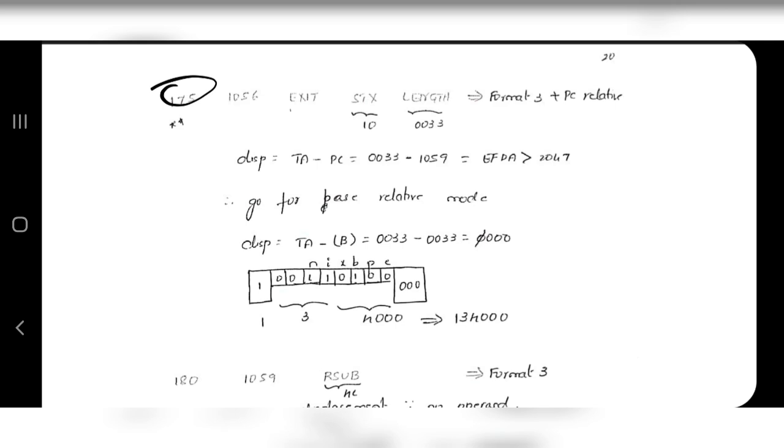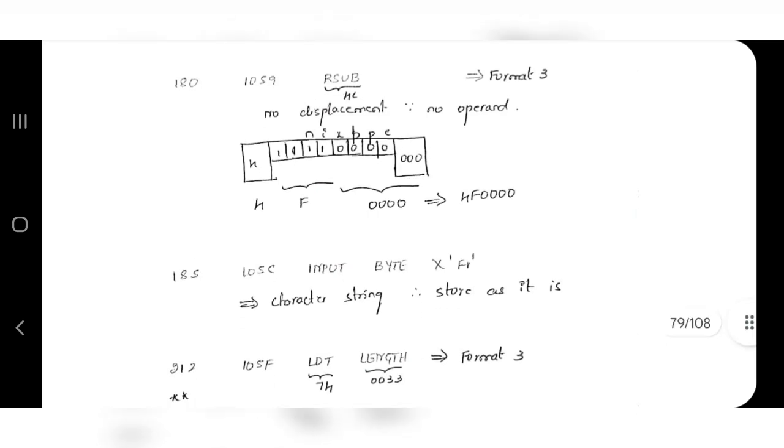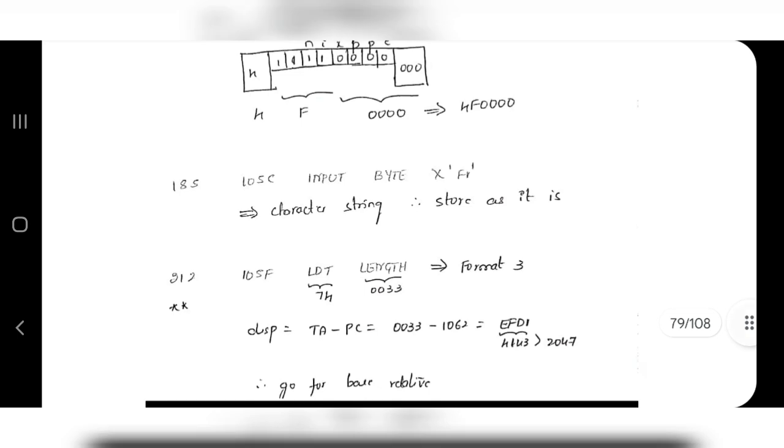In another one also, like 175, the same thing is happening. If it is greater than the range, what we are doing is going to base relative. In base relative, we'll get an answer which we'll be using here. Here also for the displacement there is no operand, so we'll just write 000. Remember r sub was nothing, so we'll write it like this, a dash, and that's what it's showing here. And for input byte, store it as it is, don't do anything.